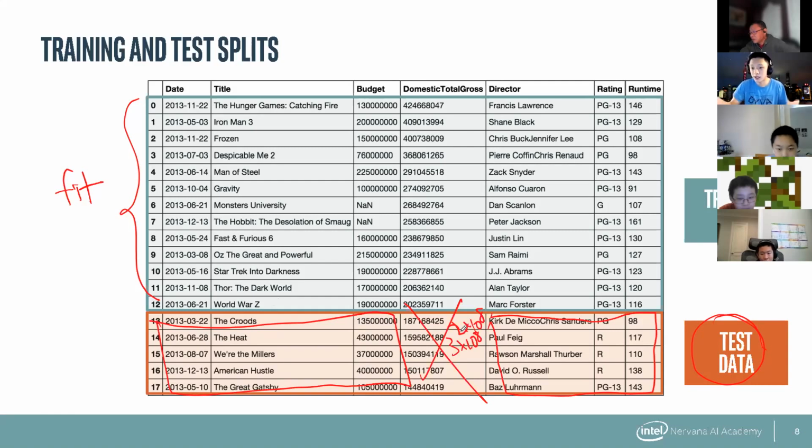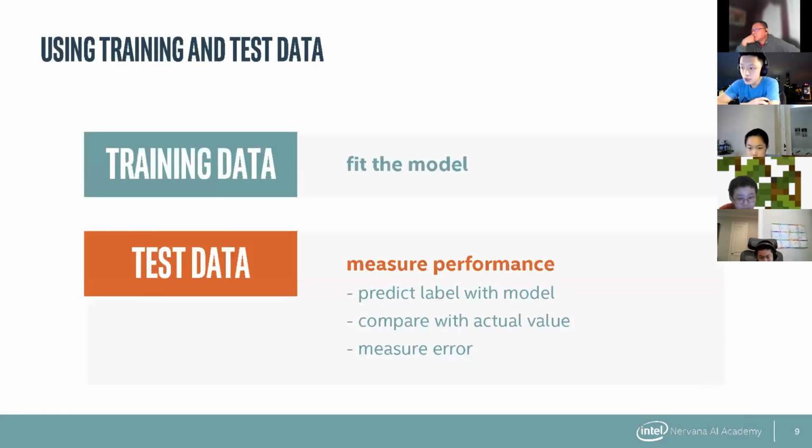This is basically like the analogy to if you're taking a test: if somebody tells you what the test questions and answers are beforehand, then the test has no significance anymore. And we want to avoid that, so we make a training and testing split. And as I talked about, the purpose of the training data is, of course, to fit the model, but then your test data has to measure performance.